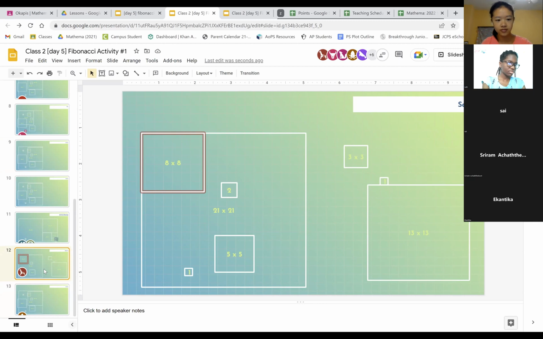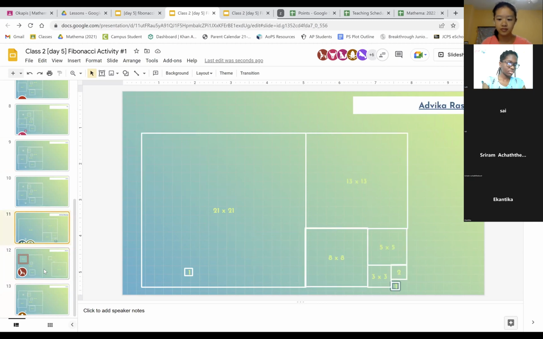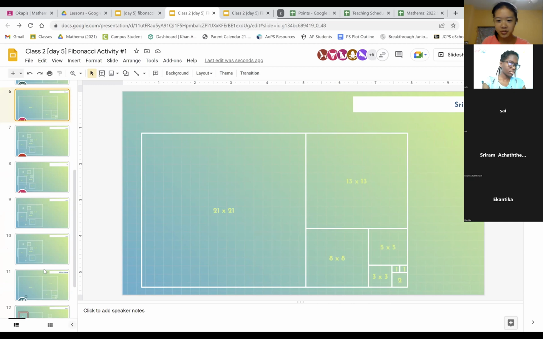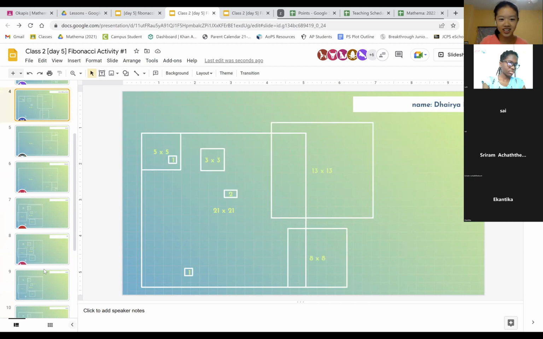So we were just supposed to make a rectangle out of the ones that you've given us, right? Yeah, okay. I see some people have made very nice rectangles.